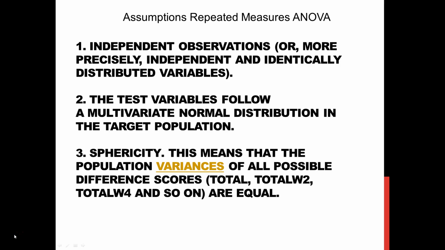Let's take a look at our assumptions for repeated measures ANOVA. The first one is independent observations, and that one is met. Number 2, the test variables follow a multivariate normal distribution in the population, basically normality tests. I'll have an opportunity to take a look at that in SPSS. When we do the actual repeated measures analysis, you'll see that we'll test for that.